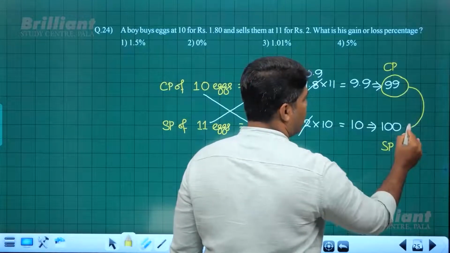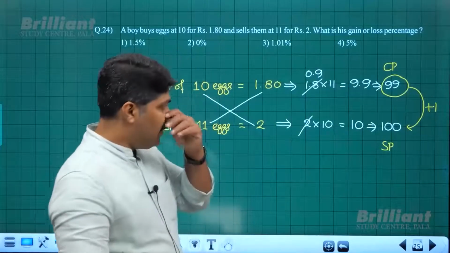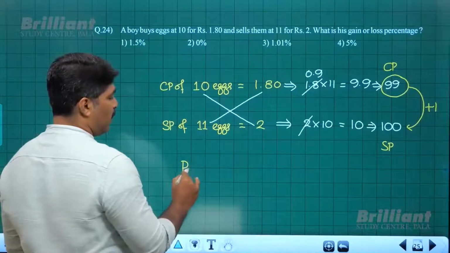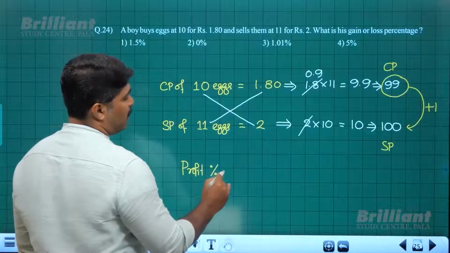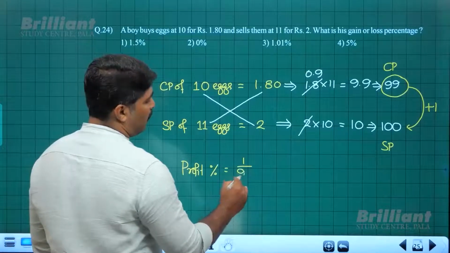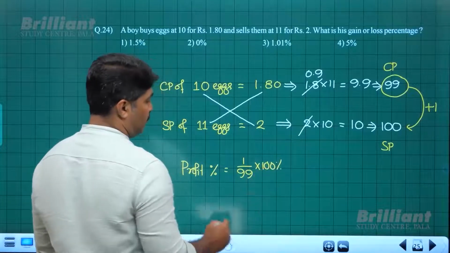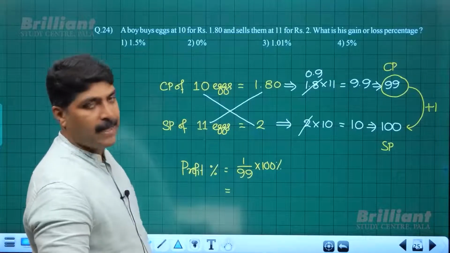So what is the variation that occurred here? That is the profit or loss. Here that value is 1 more. Therefore that's a case of profit. So what is the profit percentage here? 1 out of 99 into 100%. Here we have to find out what is 1 by 99.